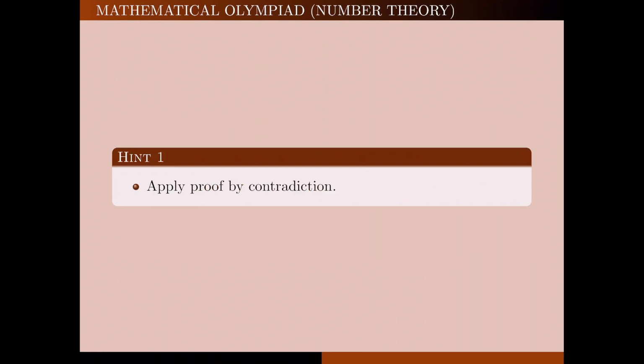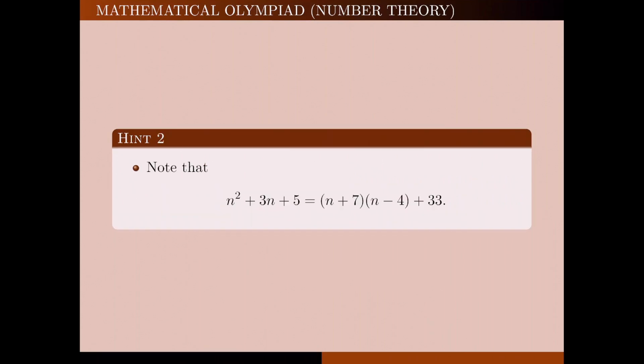Okay, the first hint that I want to provide for you is to apply proof by contradiction. On the next slide, I will show you a more detailed hint. If you don't want to see that, please pause the video at this point. Hint 2. Note that the expression given in the problem, n squared plus 3n plus 5, can be written as (n plus 7) times (n minus 4) plus 33.